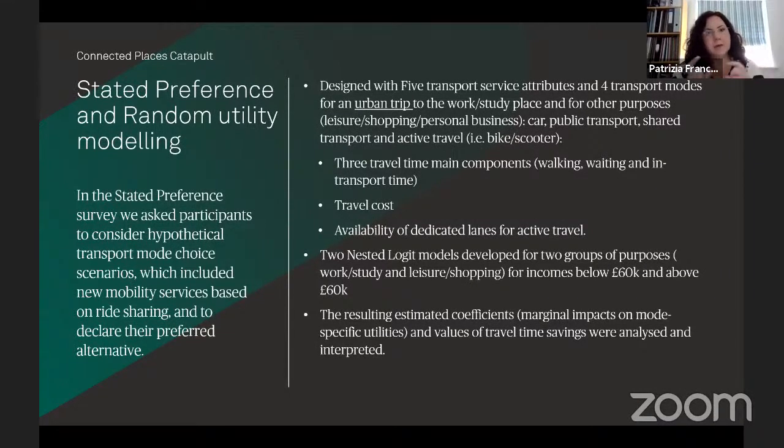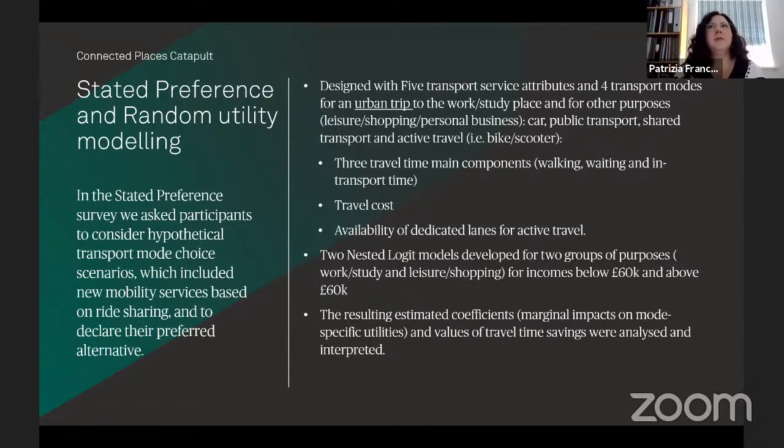We ran this survey because the project was supported in kind by Nexus, the Tyne and Wear passenger transport executive, and they were planning to run a trial as well. So it's important to understand what the perception is before the trial and after the trial. And for us, it was important to understand what type of perceived cost the residents had towards shared mobility and the introduction of new mobility services.